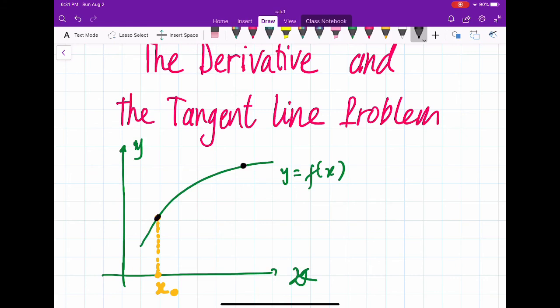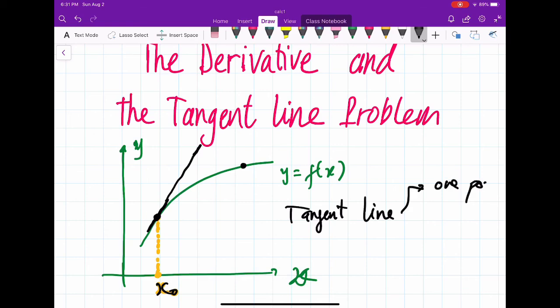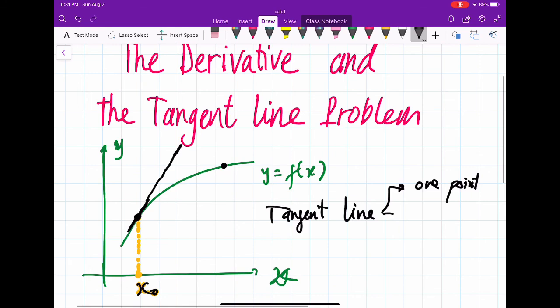Okay, so we want to find the tangent line. The tangent line means the straight line that is tangent to the graph of this function at x equal to x0. So in order to do that, we need one point and the slope, right? The point is given already, and we need to find the slope. But how to find the slope? In order to find the slope, we need to consider some limit.